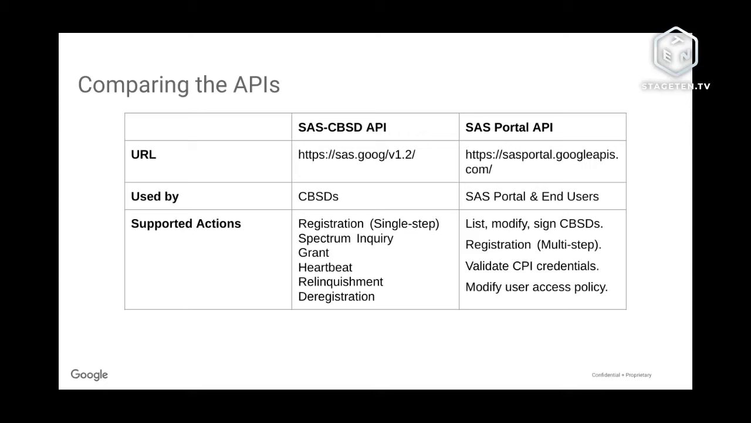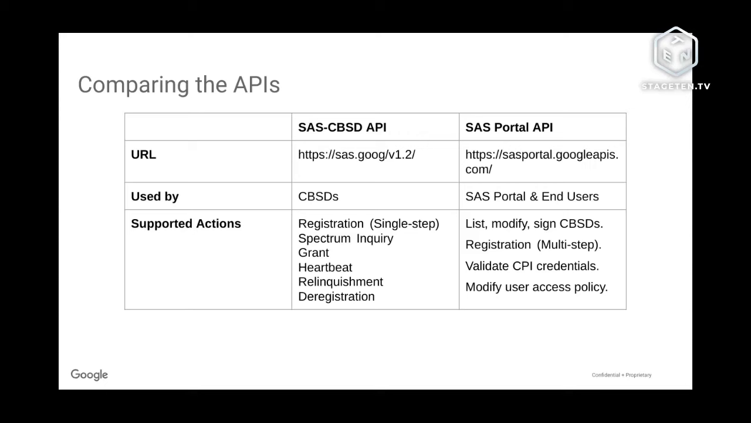Now, the SAS Portal API, by contrast, is at a URL you may not have seen before, sasportal.googleapis.com. And this API is used by a different set of people, right? So it's used firstly by the SAS Portal, which is the interface that you use with Google SAS to view and manage your CBSDs. But it can also be used directly by end users, directly by you as our customers. And I'm going to talk about some of those use cases on the next slide.